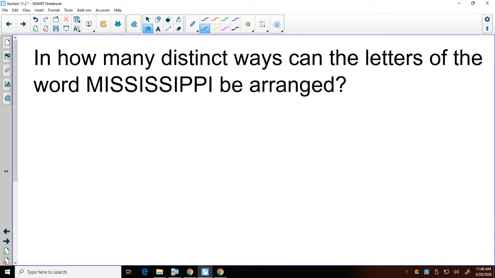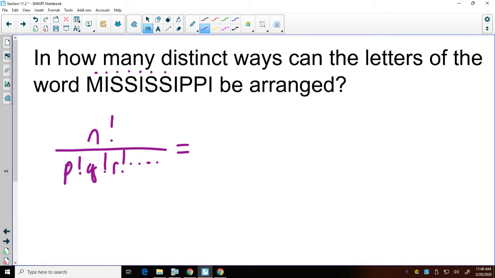So again, remember that formula is n factorial all over p factorial, q factorial, r factorial, and so on. Okay? So remember, n is still the total. Everything that's down below just represents your duplicates. So if we look up here and we count things up, 1, 2, 3, 4, 5, 6, 7, 8, 9, 10, 11. So n is 11 factorial.